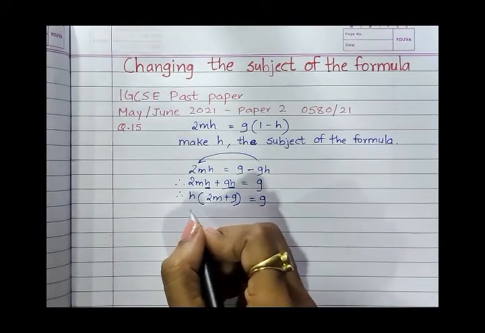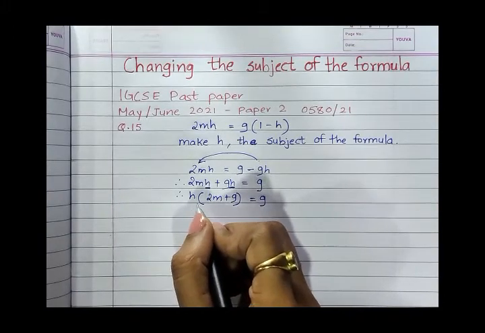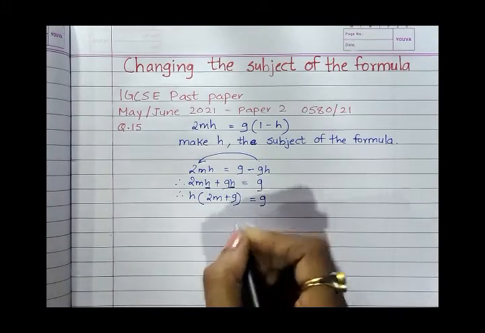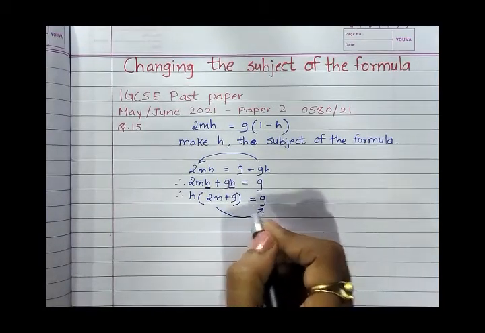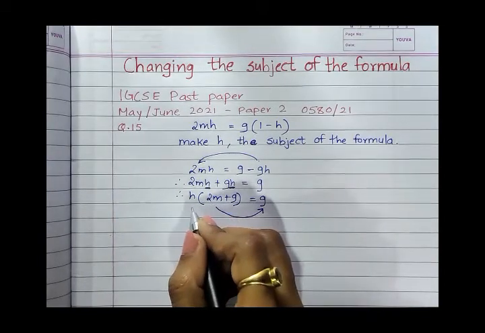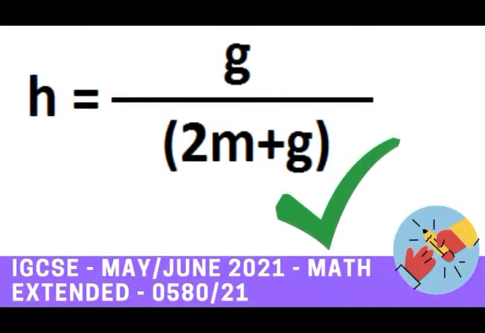Now as I told you, whatever is the subject of the formula has to be alone on the left hand side, and all the rest of the terms need to move to the right side. So this entire bracket 2m plus g, we will shift to the other side. Since this bracket and h are multiplying with each other, when it shifts to the other side, it's going to divide. The answer that we obtain at the end is h is equal to g divided by 2m plus g in the bracket.